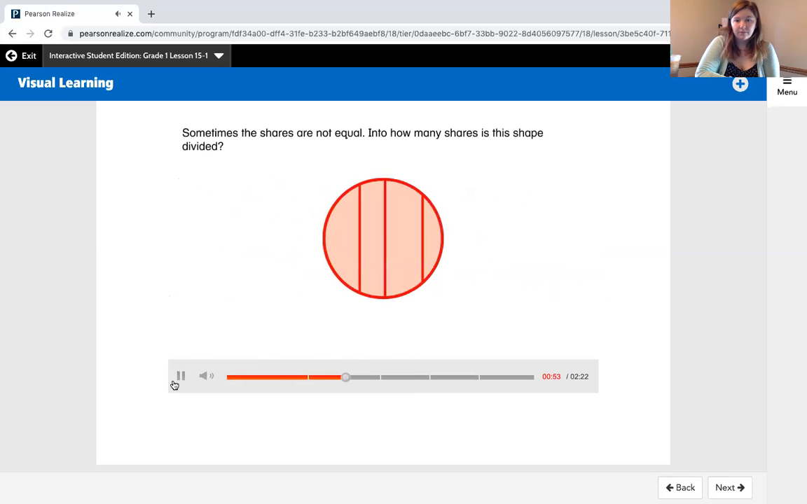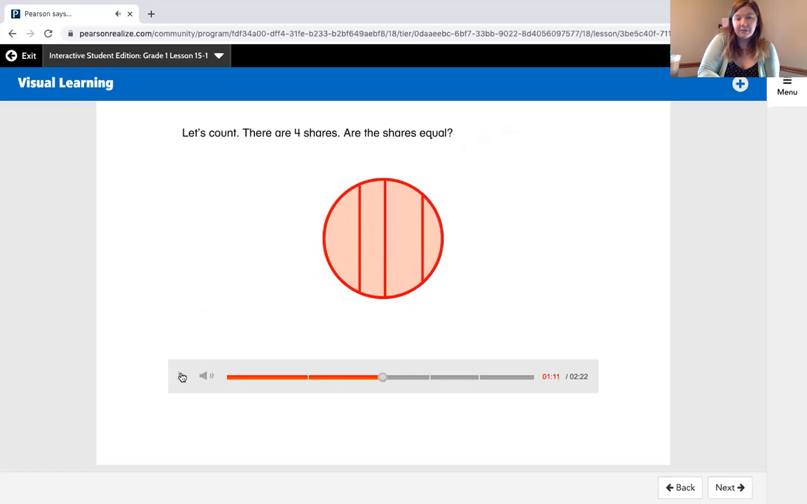Sometimes the shares are not equal. Into how many shares is this shape divided? This shape is divided into 4 shares, but they are not equal. There is 1, 2, 3, 4. Let's count. 1, 2, 3, 4. There are 4 shares. Are the shares equal?